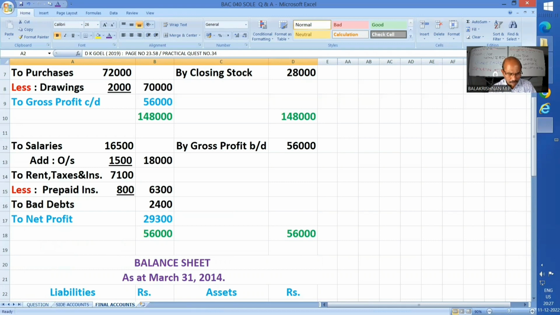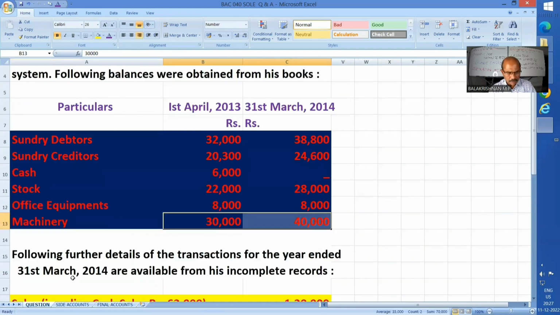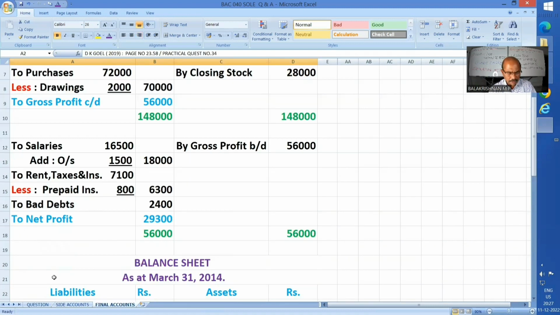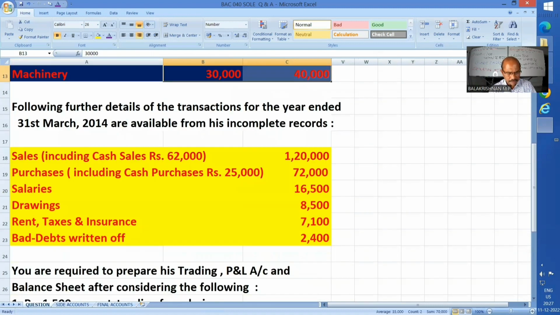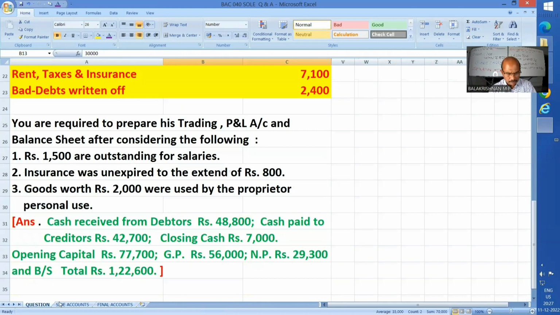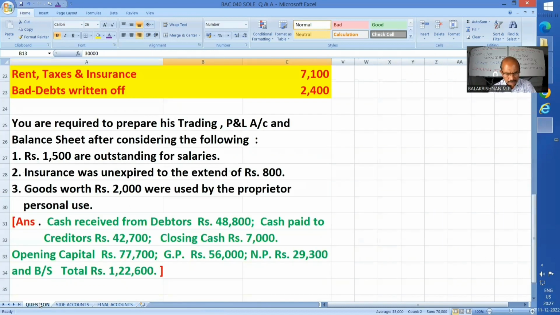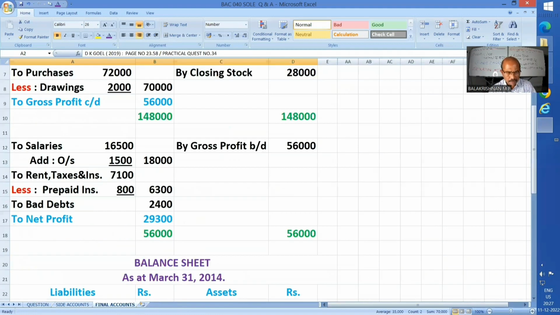Now, other nominal accounts. Let's go back. Salaries 16,500. However, there is outstanding 1,500. So total 18,000. Rent, rates and taxes and insurance 7,100. However, we are told that insurance was unexpired, or prepaid insurance, 800. So we have reduced it and are showing the net figure.